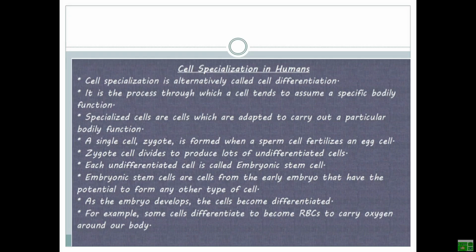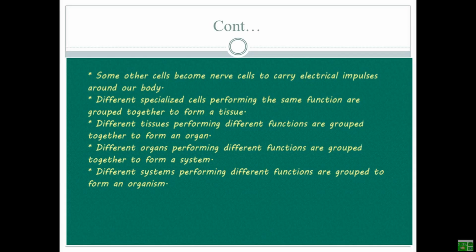Embryonic stem cells are cells from the early embryo that have the potential to form any other type of cell. As the embryo develops, the cells become differentiated. For example, some cells differentiate to become red blood cells to carry oxygen around the body. Some other cells become nerve cells to carry electrical impulses around our body.